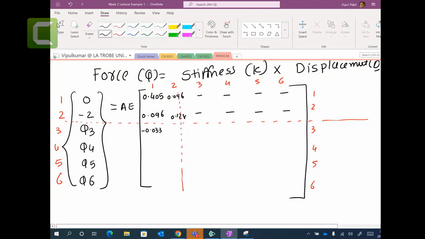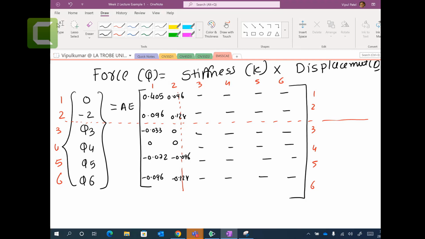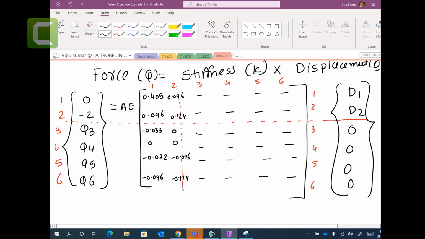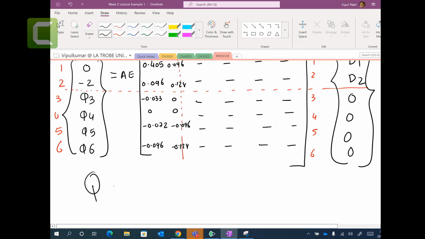And minus 0.033, 0, 0, 0, 4, minus 0.072, minus 0.096, minus 0.096, minus 0.128. We don't need these, we don't write these ones. Okay, I hope you understand this. Where I write all these values, I just write 2 here. And here we put the D matrix, which has D1 and D2, and these values are 0. So unmute yourself if you are not able to do it.